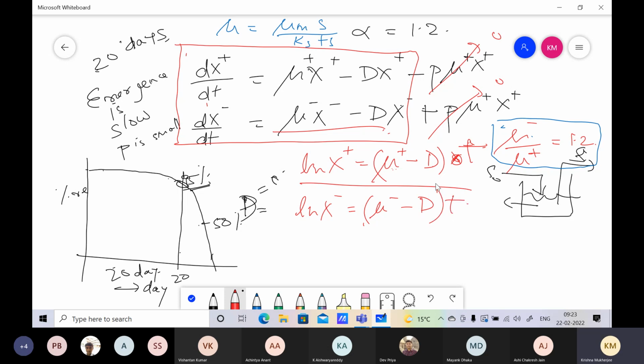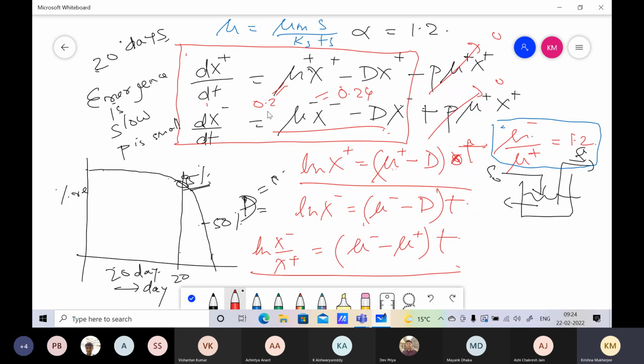So the argument that we are trying to make is this: we subtract these equations, and we get ln x minus upon ln x plus is equal to mu minus minus mu plus into t. And that is where we make this approximation, which I showed you, that if this is 0.2, then this is 0.24.